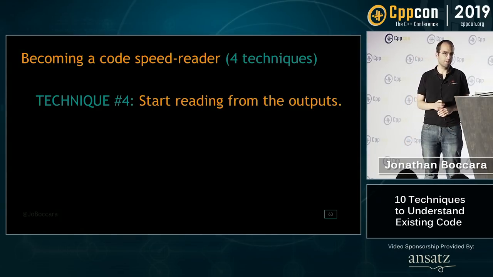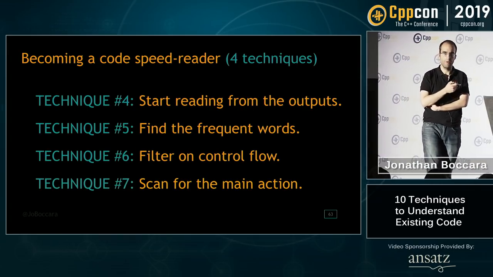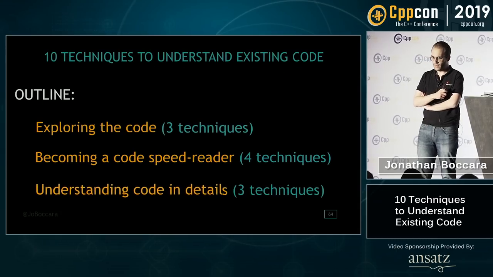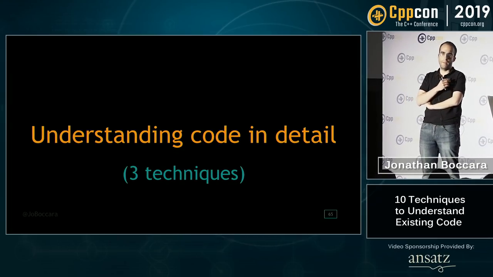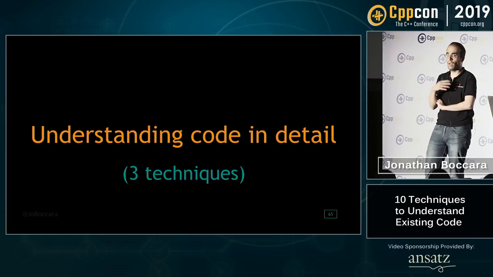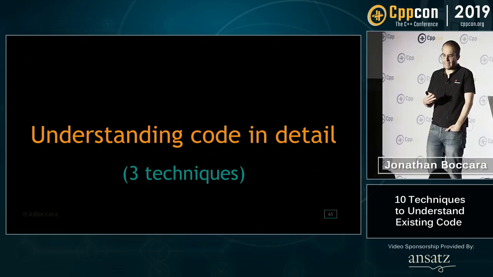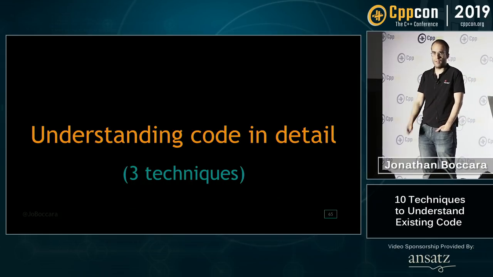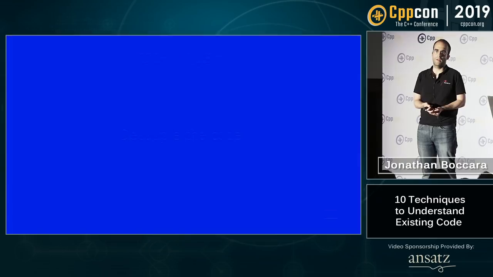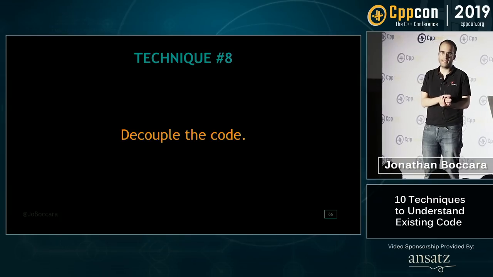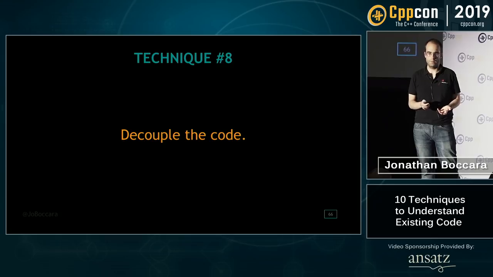Right, that closes off the second part about speed reading. So start reading from the end, count the frequent words, filter and control flow, and scan for the main action. That brings us to the last part, understanding code in details. Now, we don't need to do that in many cases, but in some cases, if you want to actually change the code, for example, then you need to understand everything in it. Now, we're going to see three techniques to understand the minute details in code. The first one is refactoring, changing the code to understand it better. And not just any refactoring, but refactoring that decouples the code. Let's see an example.